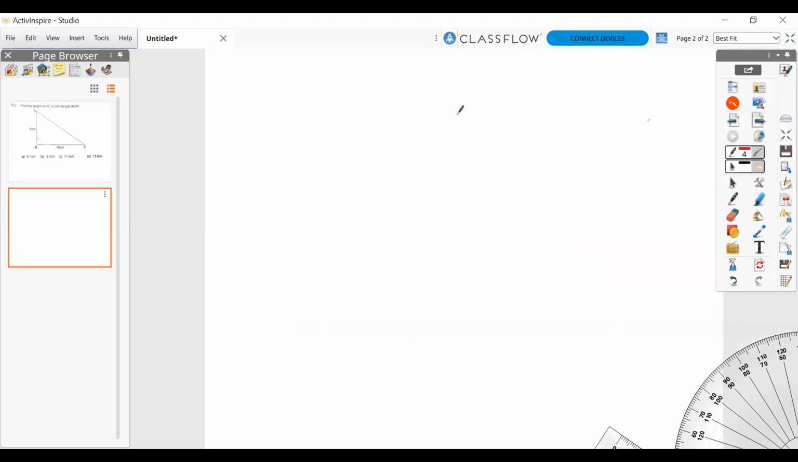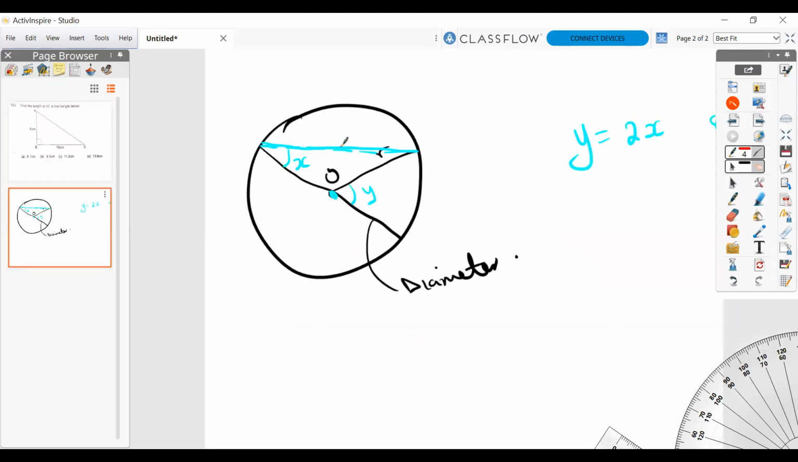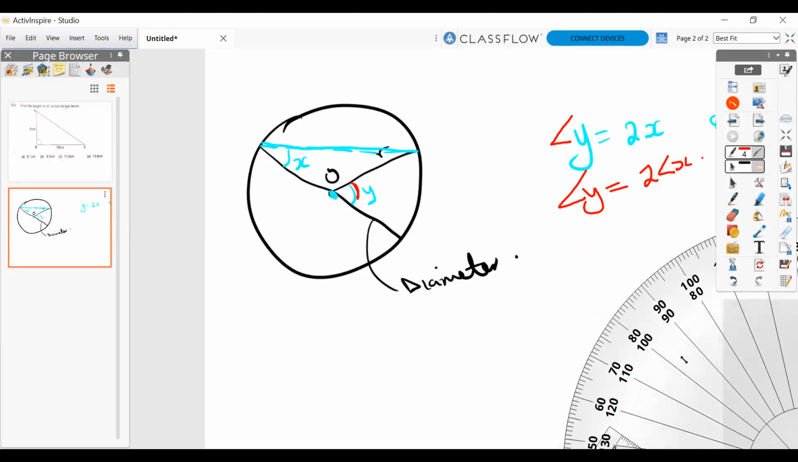Still, when I got to this, and they have given you the triangle like this, you already said that this angle Y is always equal to 2 times the angle X. Sometimes they may give you one angle, and then say find the other angle. In case you've forgotten the formula, just simply use the protractor.